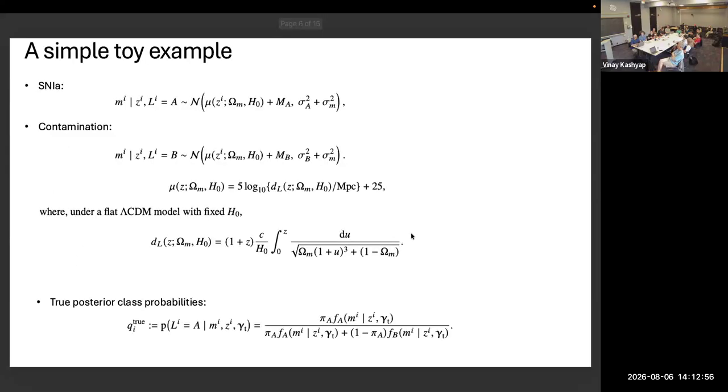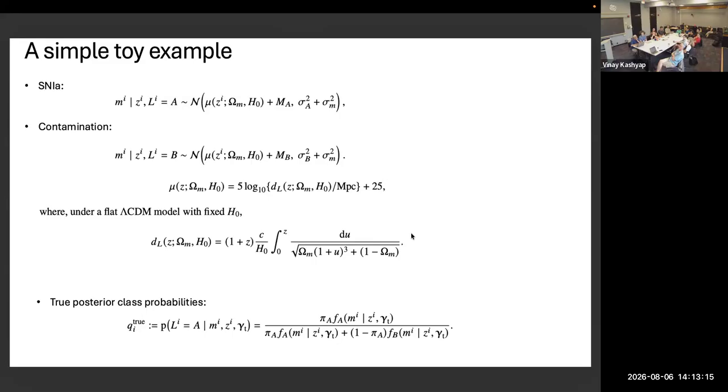I want to show on a very simple toy example why the first two cases might fail, even in the very simple case. So we should also expect that they will fail in the more complicated cases that we will observe.